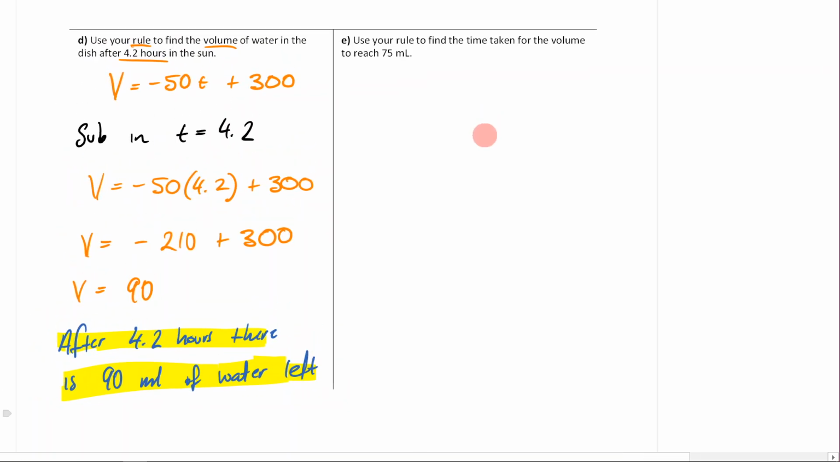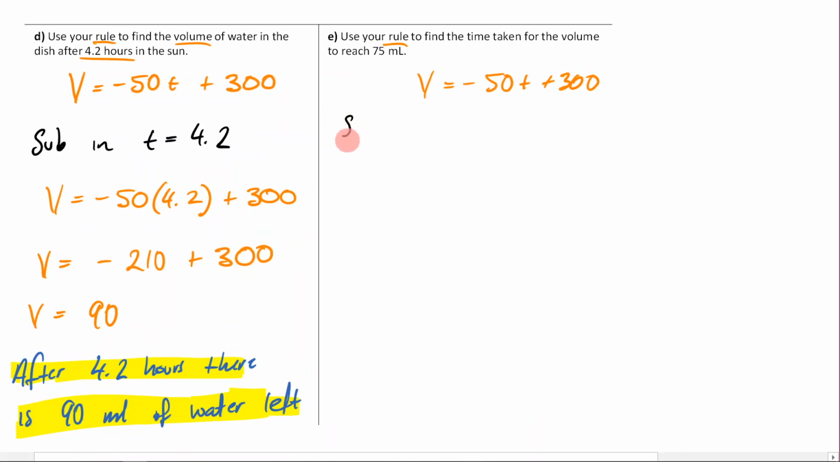Okay, next, very similar again to what we saw in our previous example. Use the rule, so write down the rule, negative 50T plus 300, and use the rule to find the time taken for the volume to reach 75 milliliters. Okay, so how are we going to do this? We're going to sub in my volume is equal to 75, because they've told me the volume is equal to 75 and I'm trying to find the time. So I come here now and into my V spot, I put 75 equals negative 50T plus 300.